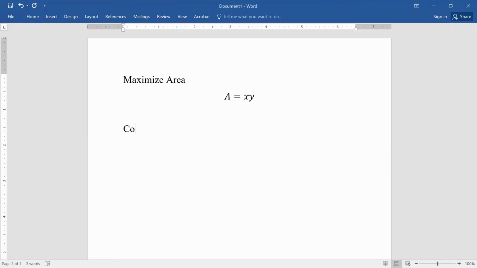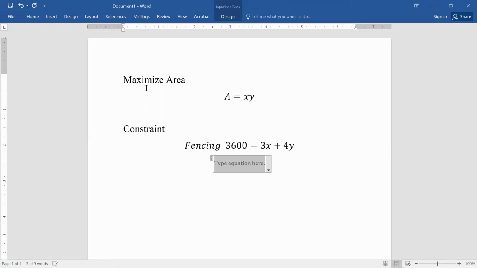The constraint, remember, is the amount of fencing. Fencing, we have 3,600. We had 3 X's plus 4 Y's in our picture. Let's go ahead and solve for either X or Y. I think I'm going to solve for Y here. So 4Y is equal to 3,600 minus 3X. Then divide by 4.